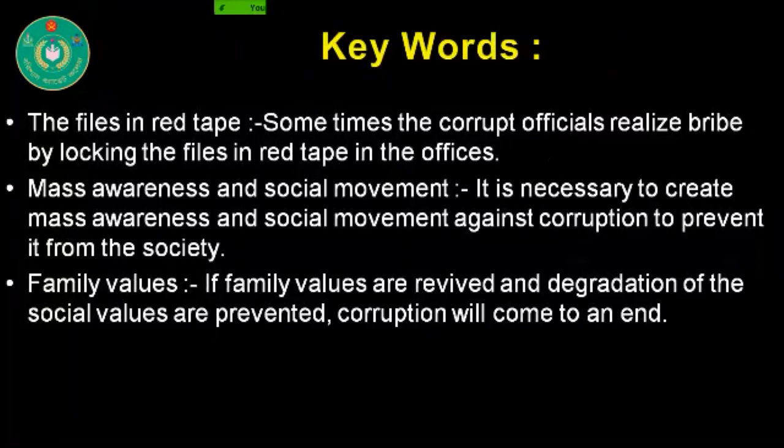Now, keywords. First of all, the files in red tape. Sometimes the corrupt officials realize bribe by locking the files in red tape in the offices. Number 2, mass awareness and social movement. It is necessary to create mass awareness and social movement against corruption to prevent it from the society. Number 3, family values. If family values are revived and degradation of the social values are prevented, corruption will come to an end.